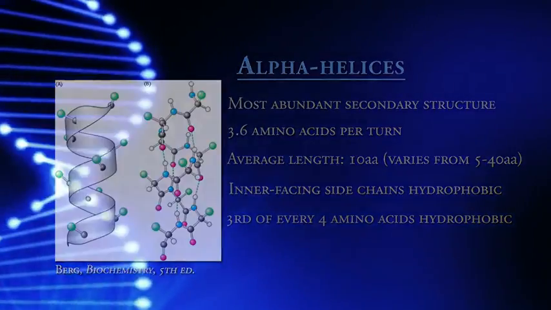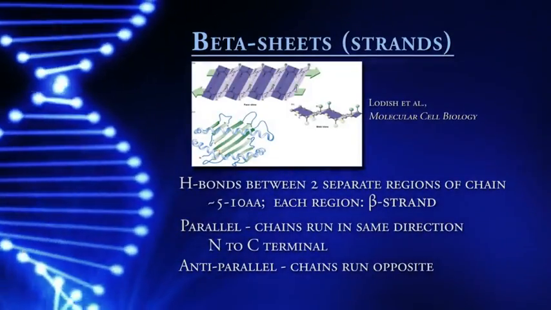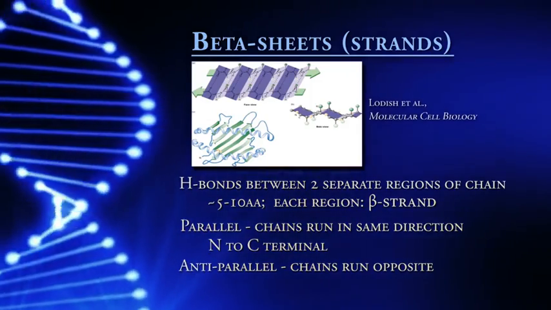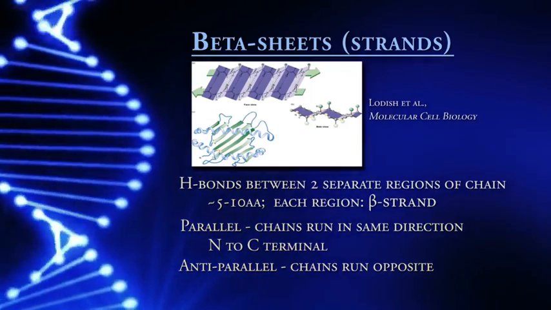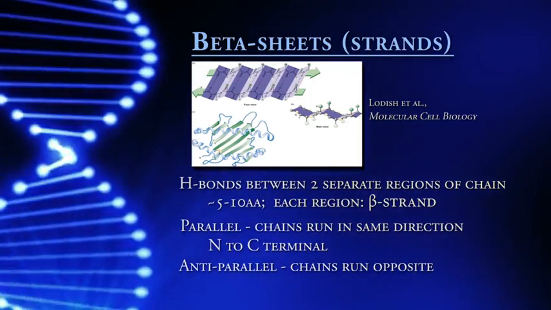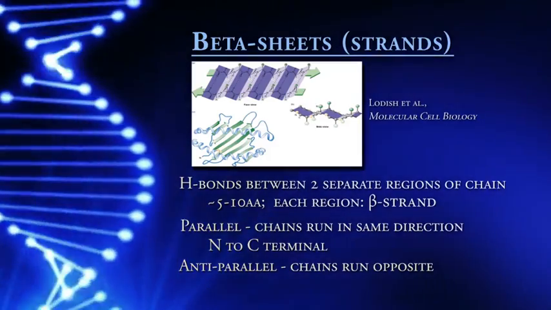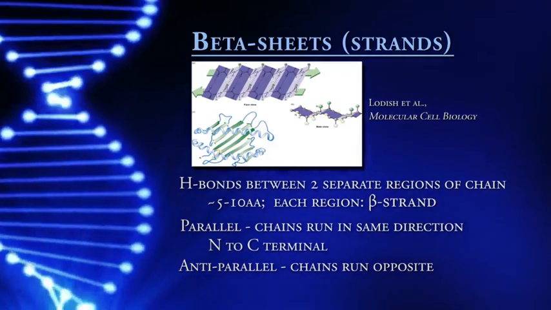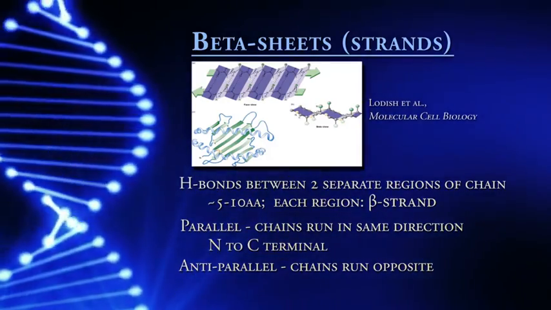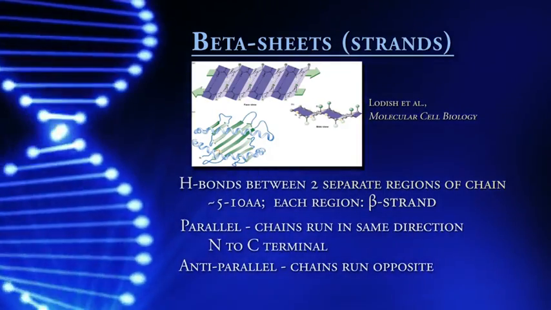And the other common type is the beta sheet or beta strand. The sheet is a series of strands. So the strands kind of make up the beta sheets. So we will actually be predicting beta strands. And it's kind of a pleated structure to the sheet, and there are two types.